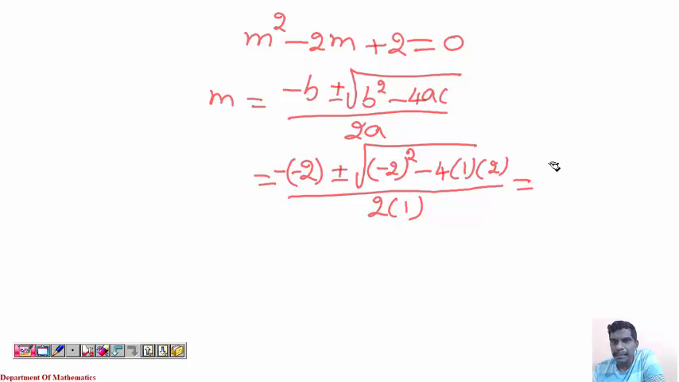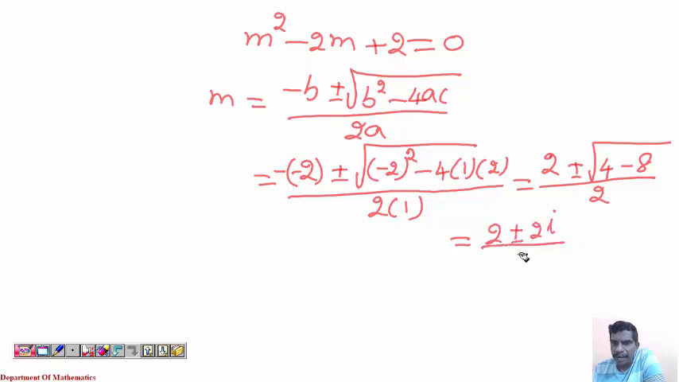Now, this is 2, this is 4, and this is plus or minus the square root of 4 minus 8, whole divided by 2. Since it is a complex root here, it is 2 plus or minus 2i, whole divided by 2, or I can write this as 1 plus or minus i. Once the roots are complex, the complementary function will be in this particular format.